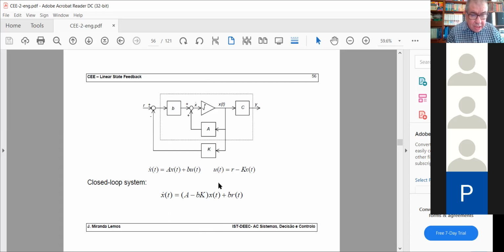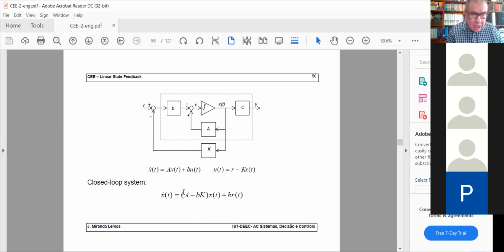So this model here is now the model for the closed loop. And as you see, immediately something quite remarkable is that the dynamics matrix is no longer A, but is A minus BK. So by changing the K, you are able to place the eigenvalues in different places. You are able to affect the matrix of the dynamics, so the eigenvalues will be different.